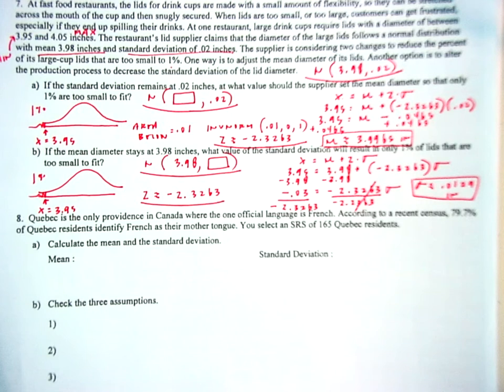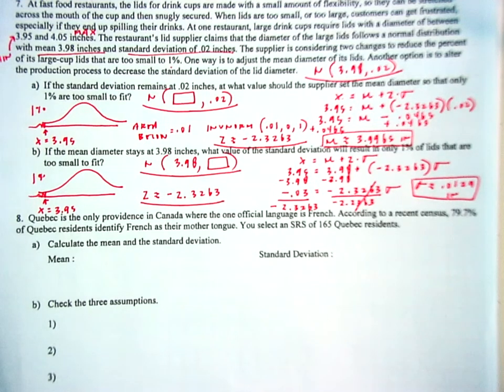Okay, so if our mean stayed the same at 3.98 inches, we can see that our standard deviation would have to be reduced slightly to 0.0129 so that only 1% of lids are too small to fit.